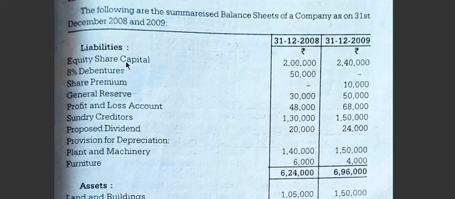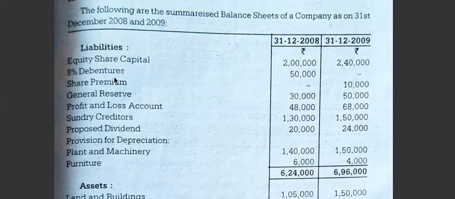See, equity share capital will always go to the fund flow statement. If there is an increase, it will go to the sources side. If there is a decrease, it will go to the application side. Sources means inflow, application means outflow. Here there is an increase, which means you have to write it on the sources side.